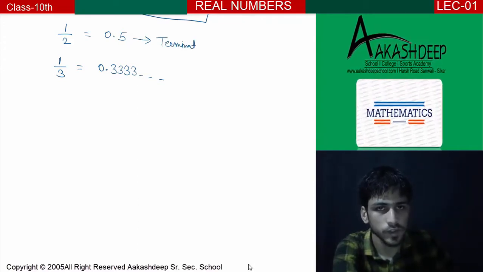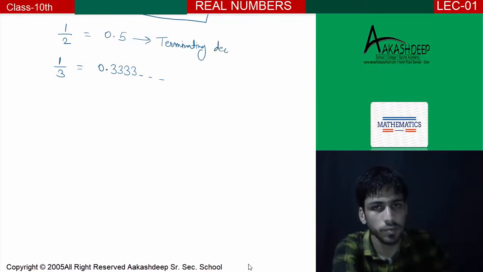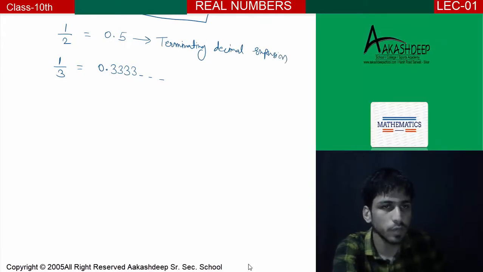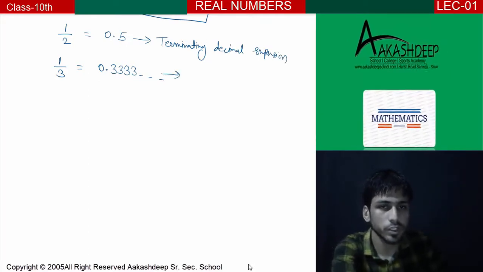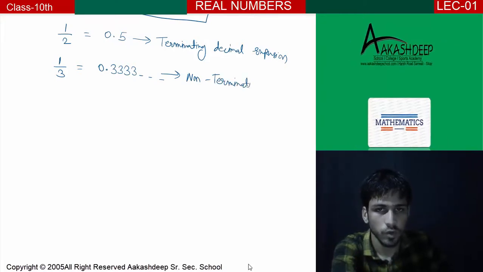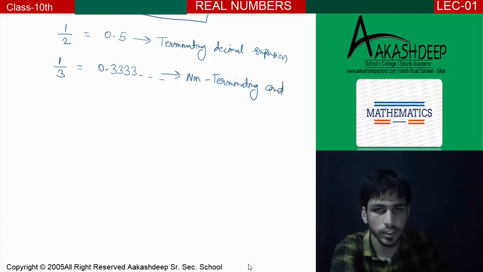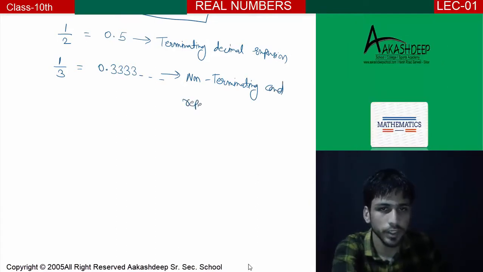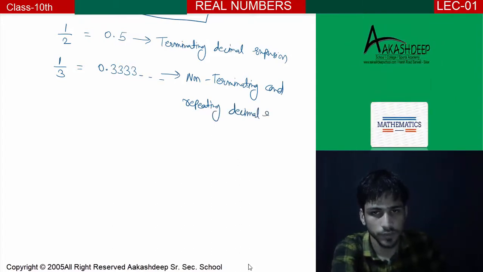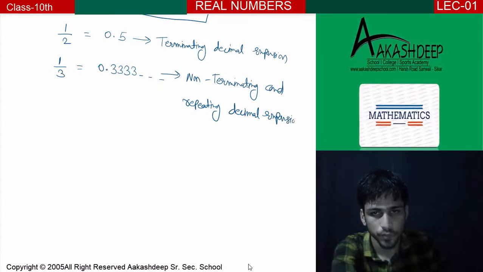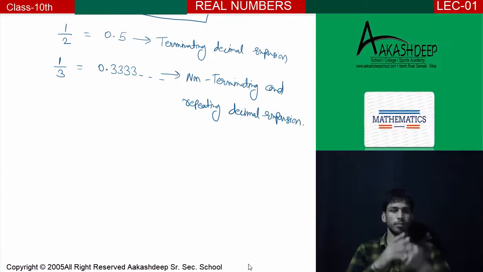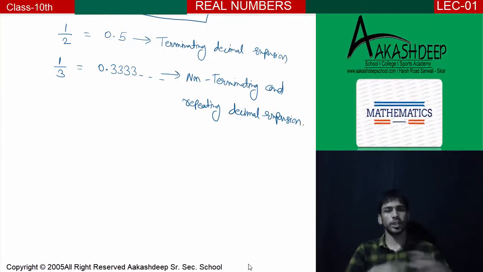terminating decimal expansion. And this type of decimal expansion of a rational number is called non-terminating and repeating decimal expansion. So rational numbers have only two types of decimal expansion. One is terminating and another one is non-terminating and repeating.